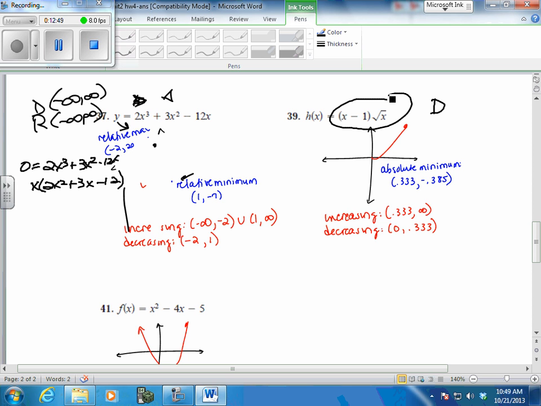The square root. So what do I make this be underneath the square root sign? Can be negative, can be positive, can be 0. What can it not be at all? Under a radical sign, it can't be negative. Can it be 0? Can you take the square root of 0? Yes. So it can't be negative. So I make this greater than or equal to 0. Here's my domain: 0 to infinity.